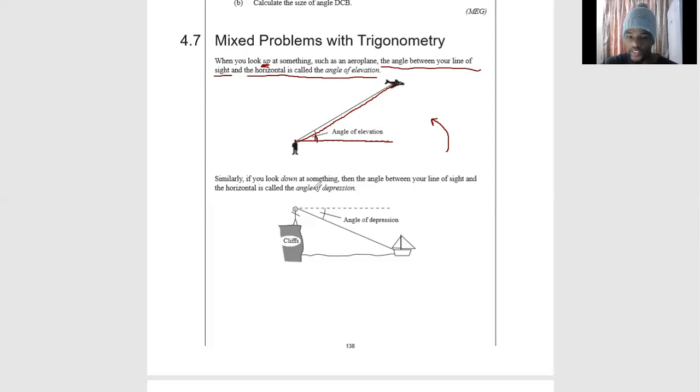Similarly, if you look down at something, right? Down at something, the angle between your line of sight and the horizontal is called the angle of depression. So you've looked at something down there. So the angle of depression. If you notice, you moved from here to looking at something that is there. So you've moved clockwise, which is the angle of depression. So these things, guys, it's as simple as that.